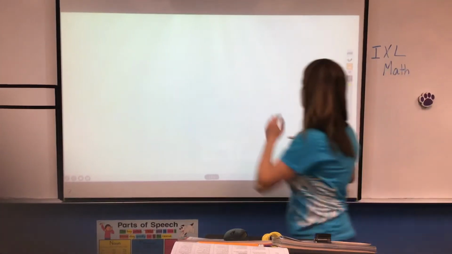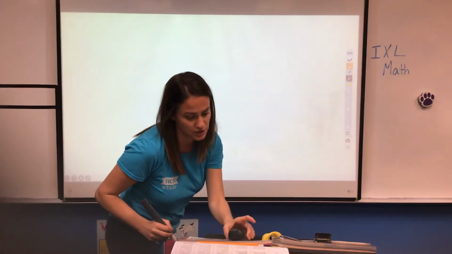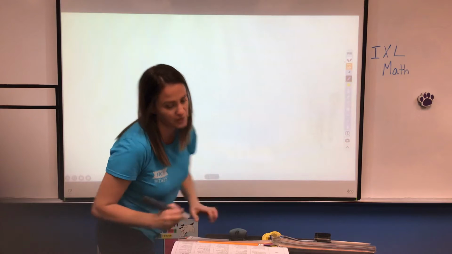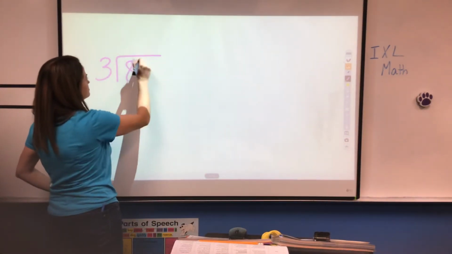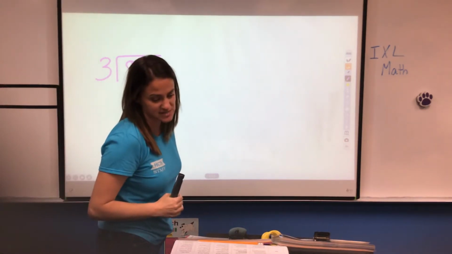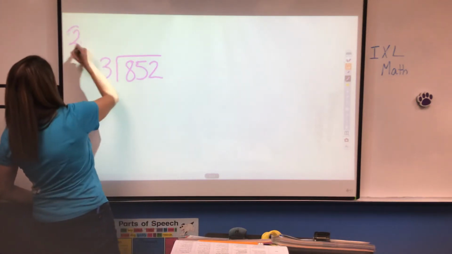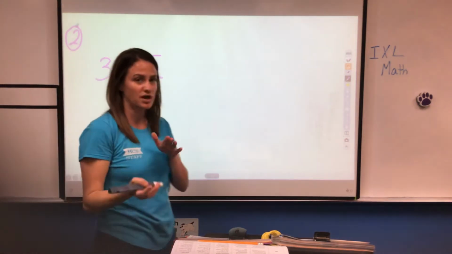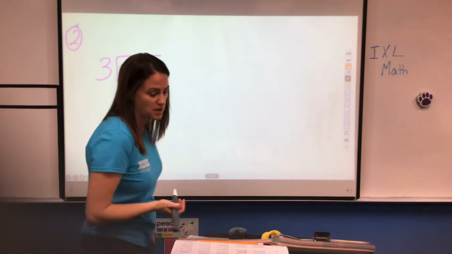All right, the first problem that we're gonna do is we're gonna divide 852 by 3. And if you have your hard book out, it's on page 563, and this is problem number 2 that we're gonna work together. So I'm gonna show you how to do a 3-digit and a 4-digit, and then what happens when you have one that has a remainder.